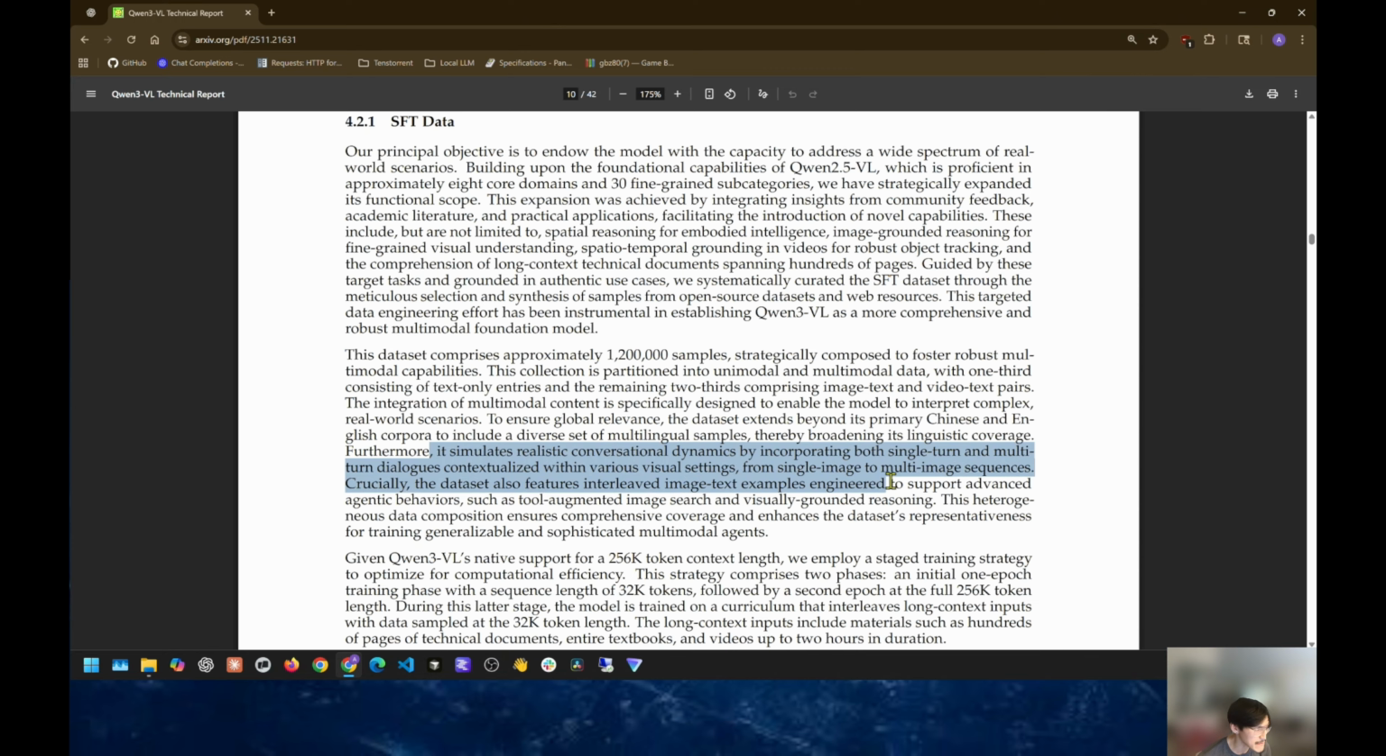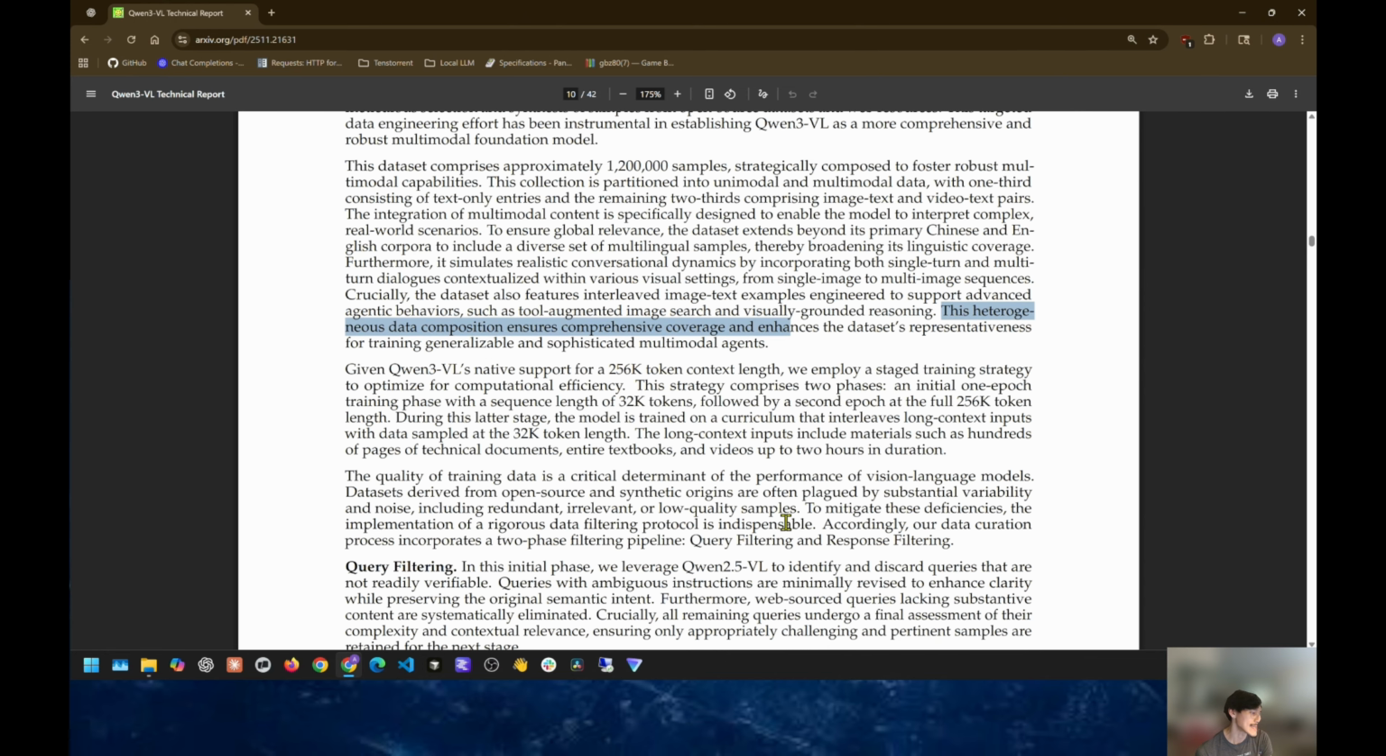image to multi-image sequences. Crucially, the dataset also features interleaved image-to-text examples engineered to support advanced agentic behaviors such as tool-augmented image search and visually grounded reasoning. This heterogeneous data composition ensures comprehensive coverage and enhances the dataset's representativeness for training generalizable and sophisticated multimodal agents.